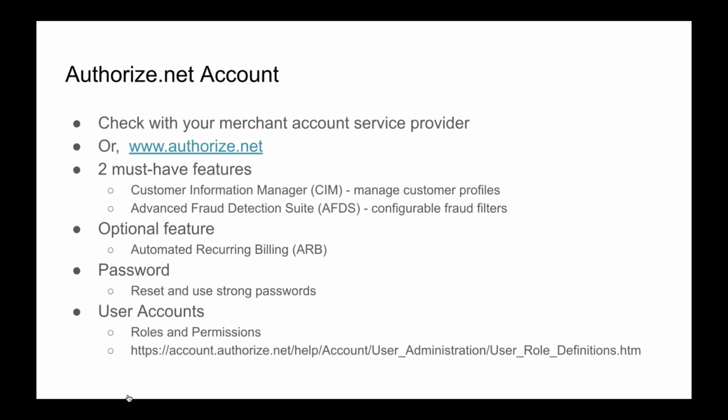So activate the account, and the next thing you need to do is do not forget to reset your password for your authorized.net account. Reset the password and use strong passwords. And also, there are options for you to create multiple user accounts on your authorized.net account. For example, if you create an account, you are the owner of that account and you have more privileges. You can see a lot. You can see your bank information and everything on it.